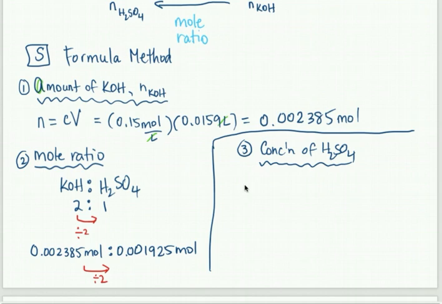Okay, so we need C equals N over V. So we have our amount now. There it is. Again, make sure you just carry it in your calculator. Don't clear it. So that way, 1, 1, 9, 2, 5. Okay. All right, and then we're going to divide by.